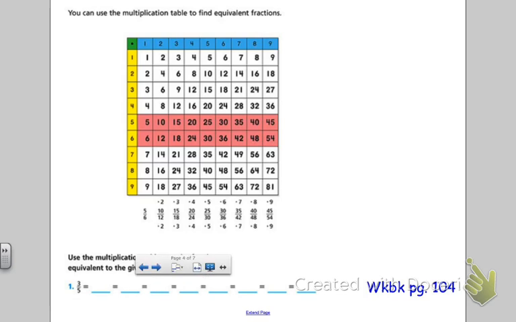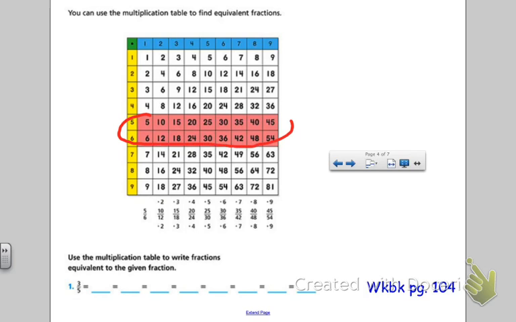You can also use a multiplication table to find equivalent fractions. Take a look at the 5 and 6 row in this multiplication table. You will see all the fractions that are equivalent to 5/6. Here's 5/6, and look, there's the 10/12 that we saw on the last page, the 15/18, the 20/24, and we could keep going. We could go all the way up to 45/54. These are all fractions that are equivalent to 5/6.